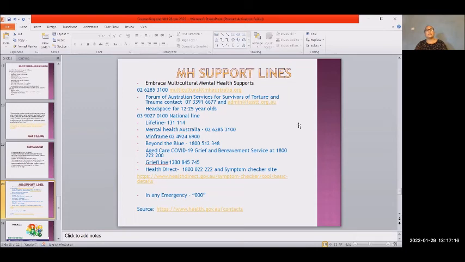Okay, and Mental Health Australia is 0262853100, and Mindframe 024924690. So this slide is prepared focusing on Australia. If someone is watching from another country or region, please prepare at least the national hotline contact numbers and provide this information to your community. This is very helpful.